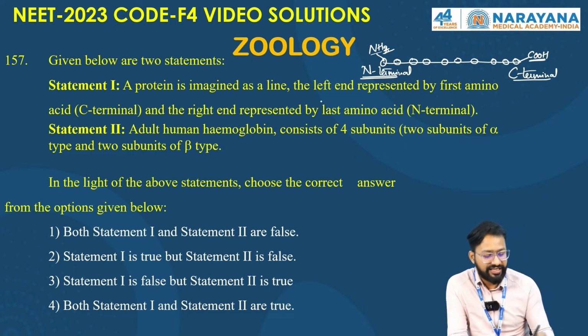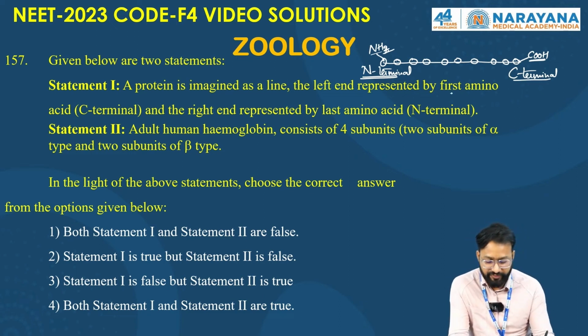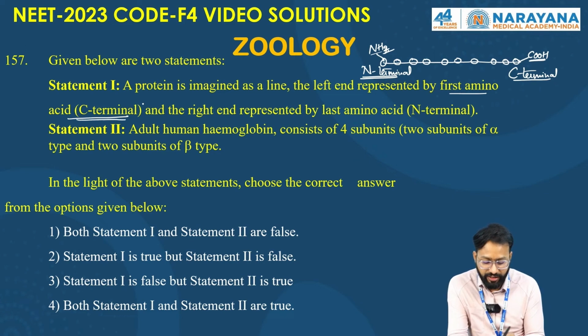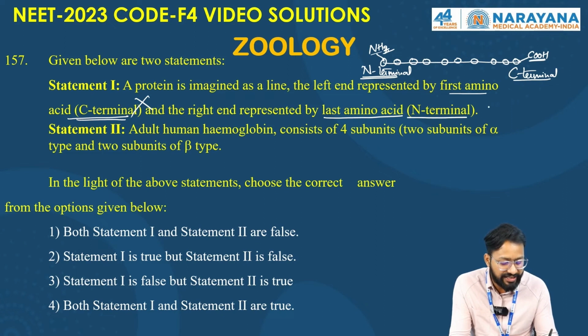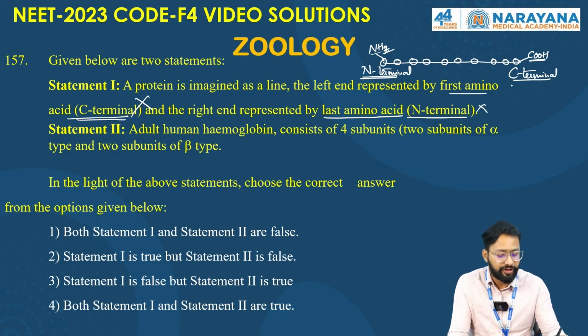Right, so over here it says that the first end represents the first amino acid C terminal, which is wrong. And the last amino acid represents N terminal, which is also wrong. So the first statement is incorrect.